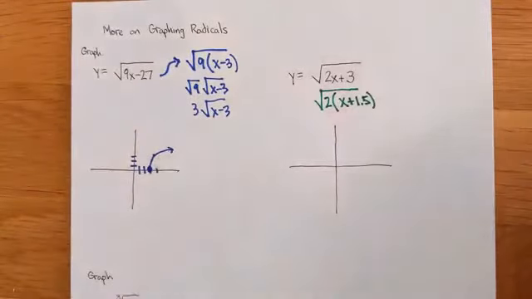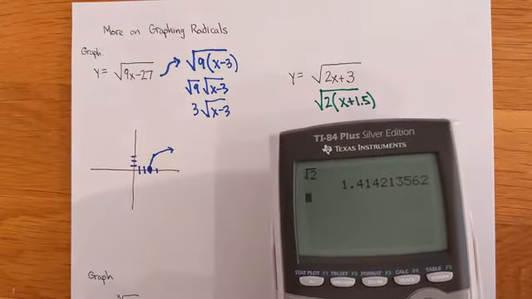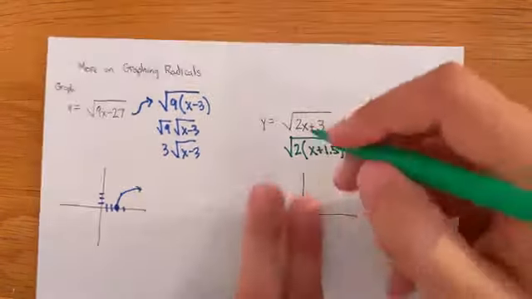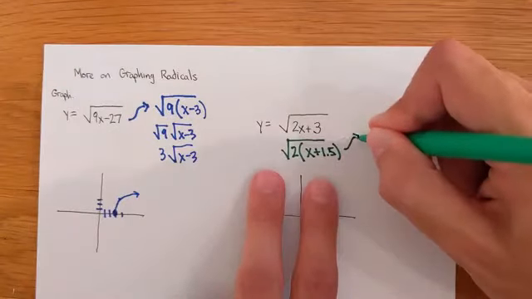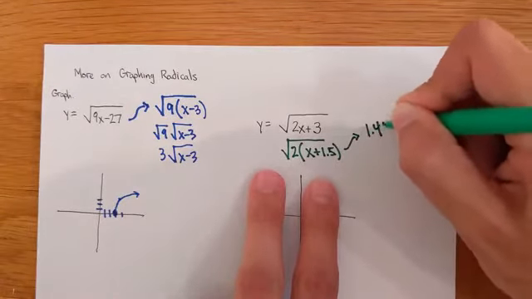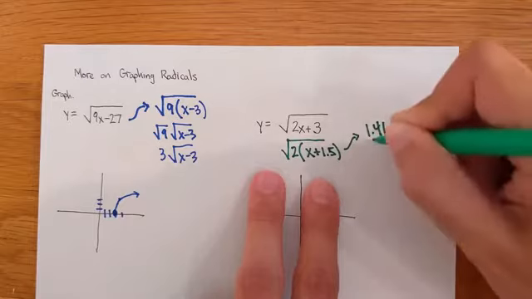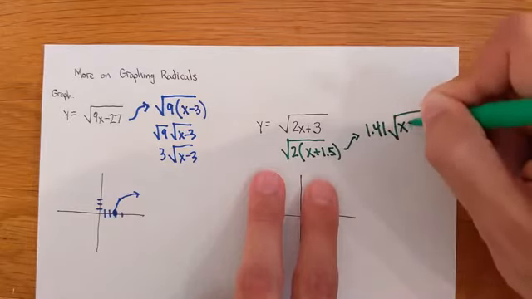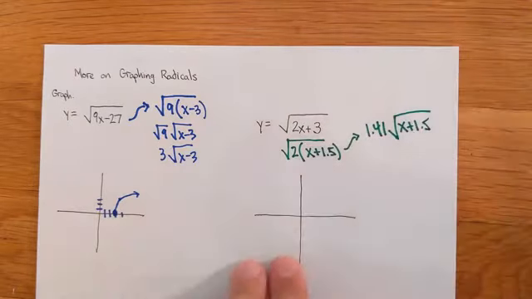The square root of 2, though, not so nice. The square root of 2 is like 1.41. So this is going to turn into kind of a mess here. So this is one maybe you just want to use a calculator, and that's fine. But I did the square root of 2, and then I'm going to have x plus 1.5.